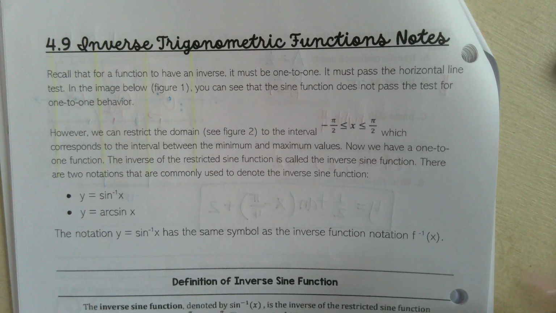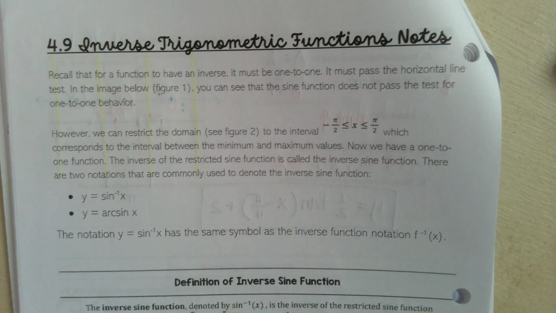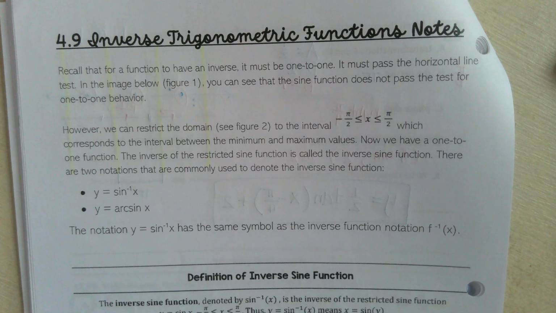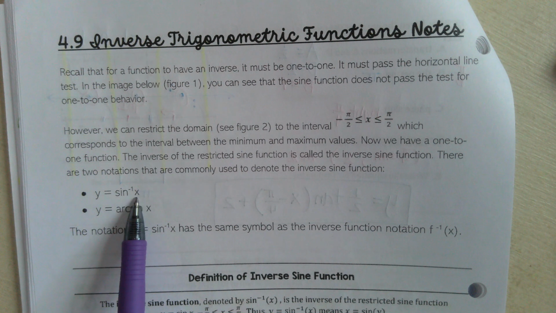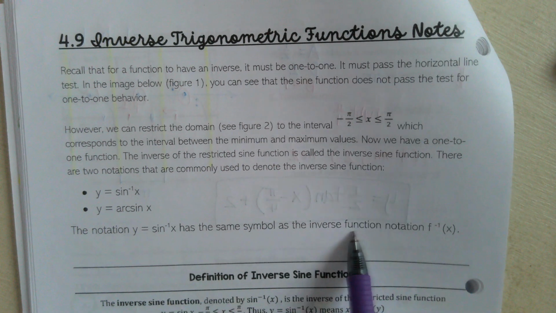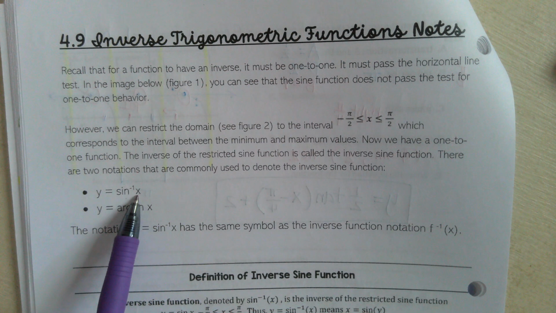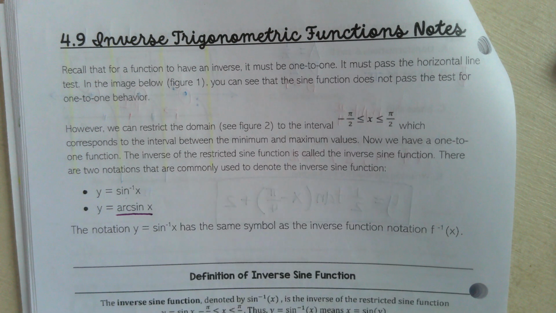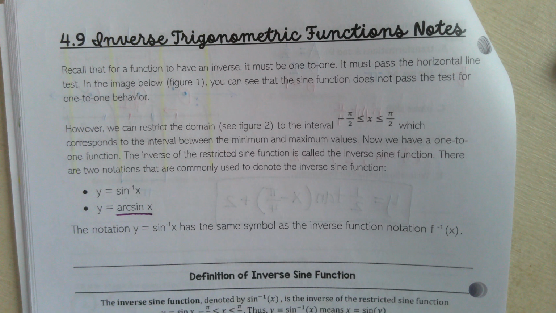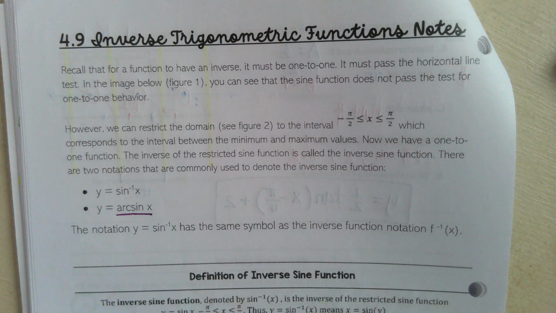So, we're going to talk about these today. We're going to talk about sine, cosine, and tangent inverses. But let's talk notation. This is read sine inverse of x. Just like we've done before with function notation, f inverse of x, sine inverse of x. Another way, and a synonym, is to say the arc sine of x. So, arc sine and sine inverse, same thing.